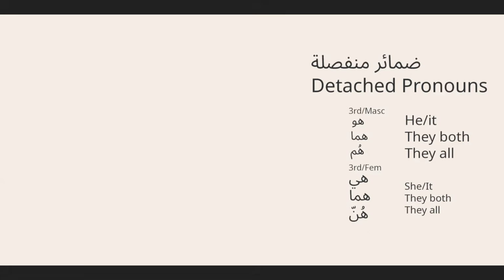Huwa is he. Huma, they both. Hum, they all. Hiya, she, huma, they both, hunna. If you don't memorize, you'll always be confused. Like, what is it? Is it hum? Is it hunna? Is it hiya? Is it ha? Because there are attached pronouns also, which is coming below.